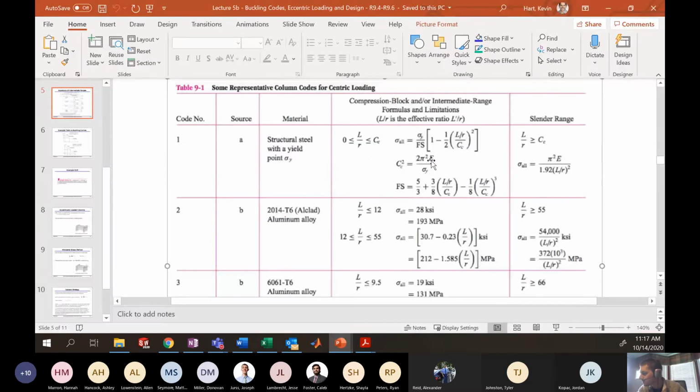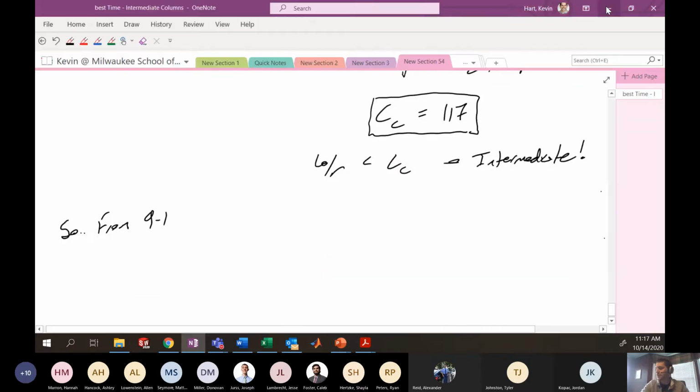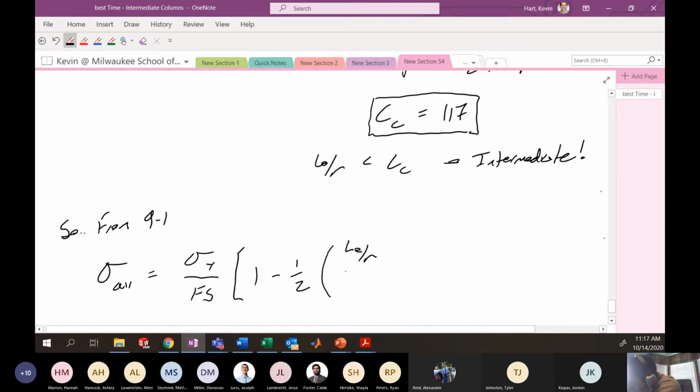So here we are back to 9-1. If we're in this intermediate range, which we are, our allowable stress is this equation. Yield stress divided by Fs, which is a pseudo factor of safety, multiplied by this general quantity, where Fs is given by this expression here. A little bit complicated, but I'll copy this all down into my example problem. So the allowable stress is sigma yield divided by Fs, multiplied by 1 minus 1/2 times the quantity slenderness ratio divided by this critical value, all of this squared.